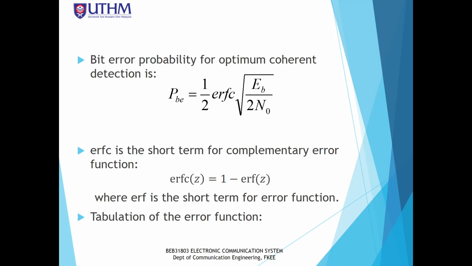So probability of bit error, we have learned about this, how to calculate the probability that error will happen in the receiver. The probability of bit error, PBE, is equal to 1/2 complementary error function of square root of EB over 2N0. And in order to find this, you need to use the error function table or complementary error function table, which will be given in the exam.